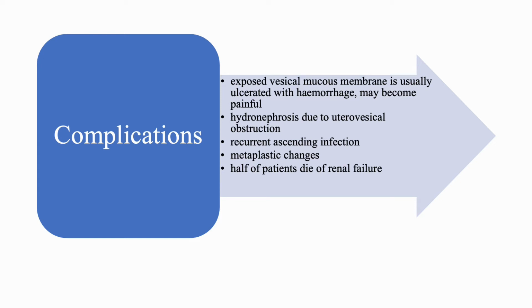The exposed vesical mucous membrane is usually ulcerated with hemorrhage, so it may become very painful. Hydronephrosis can be present due to ureterovesical obstruction. There can be recurrent ascending infections through the exposed ureteric opening. There can be metaplastic changes, and half of the patients die of renal failure.